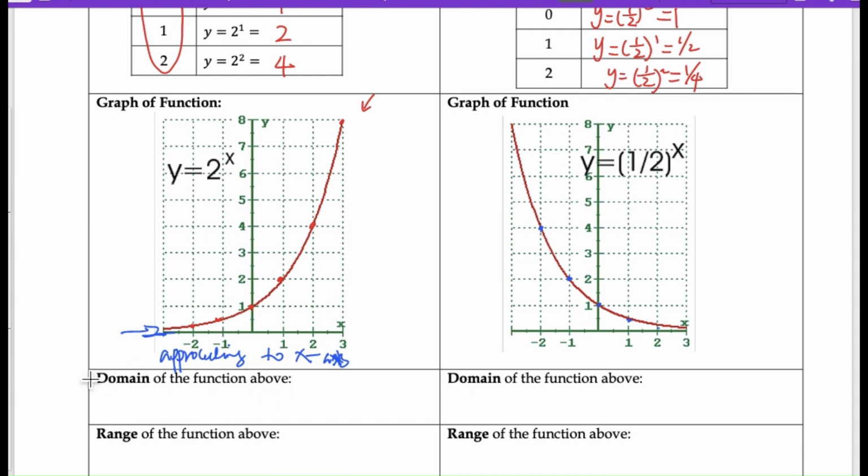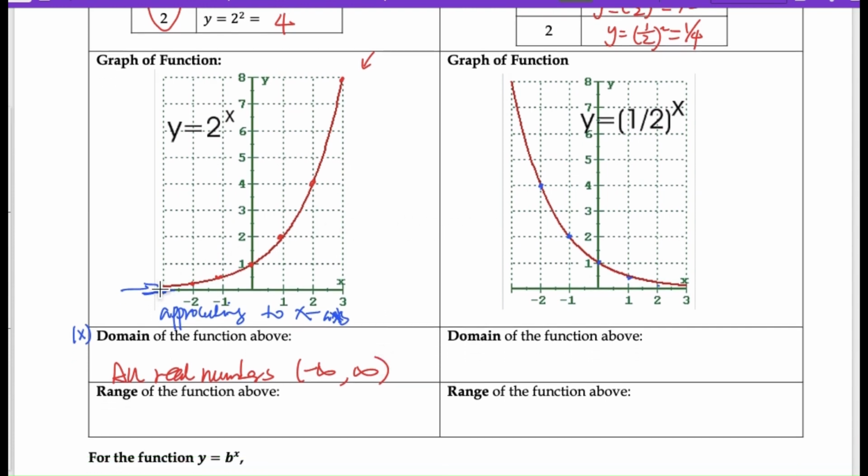So for the domain, as we mentioned, it is every x. And as you can see from left to right, there's no break, no open circle, anything like that. So we consider it all real numbers for the domain. And we can also use negative infinity to infinity to represent the number line, meaning every single number on the number line has a definition for that.